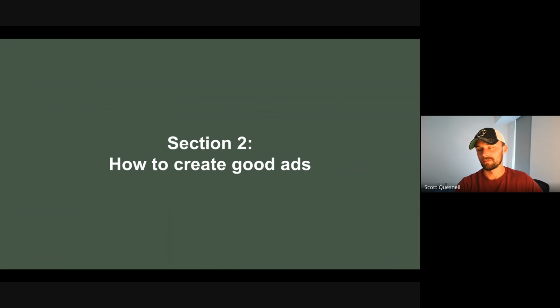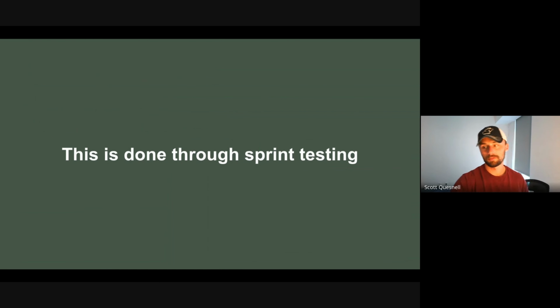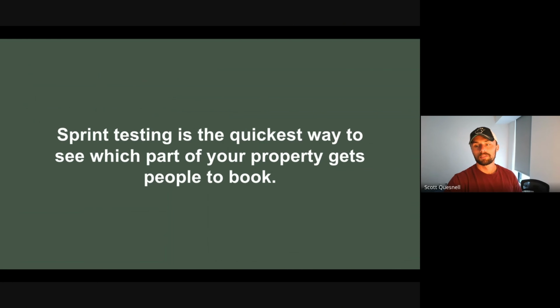What do we do with this information? 2 things. Section 2, how to create good ads. This is done through sprint testing. This is the best part of this. If there's one thing I recommend you take from this training, this is it. Sprint testing is the quickest way to see which part of your property gets people to book.